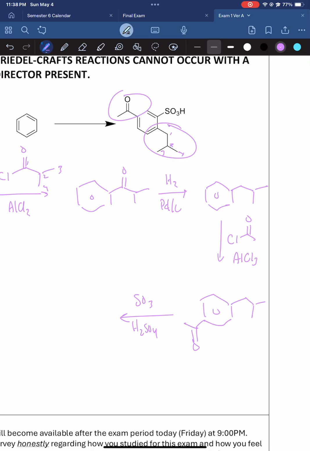So we have our benzene. We have this R group coming off here. We have this SO3H group coming off of here. Boom, we have this ketone type group coming off of here.